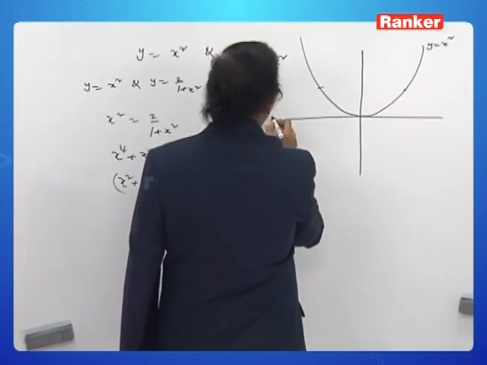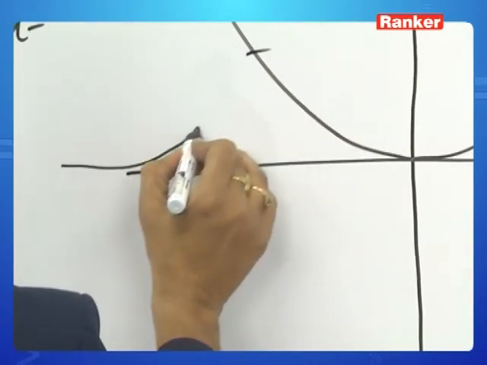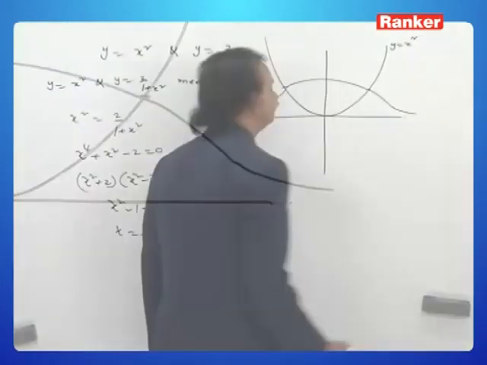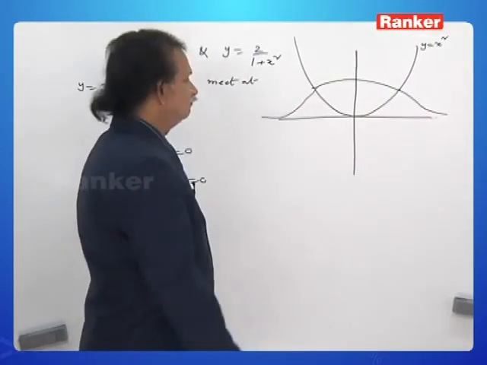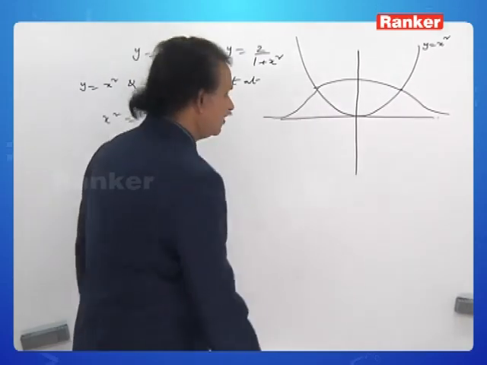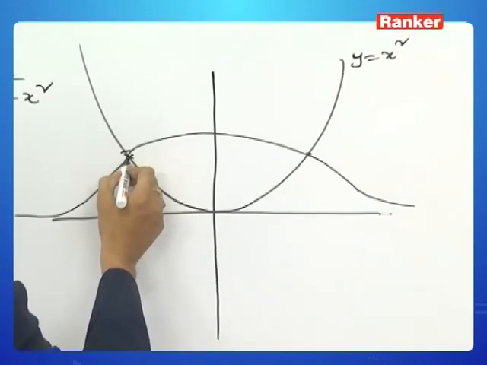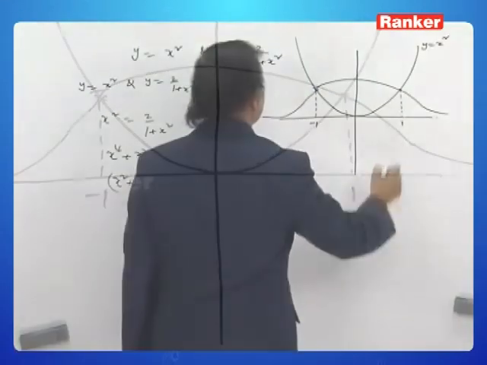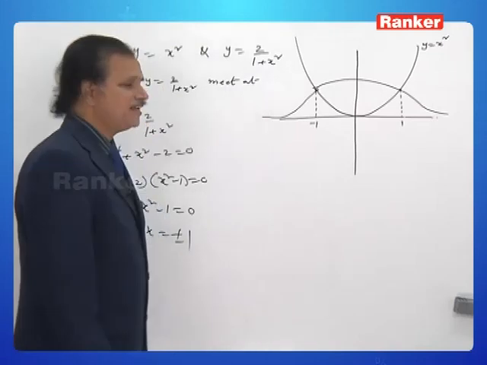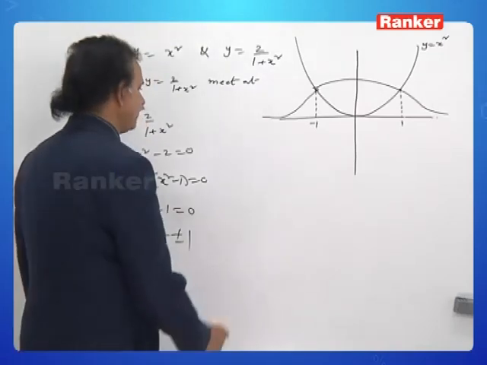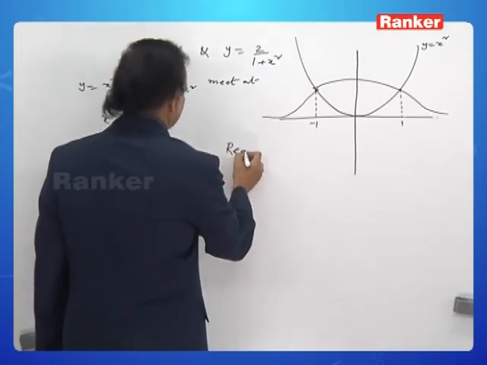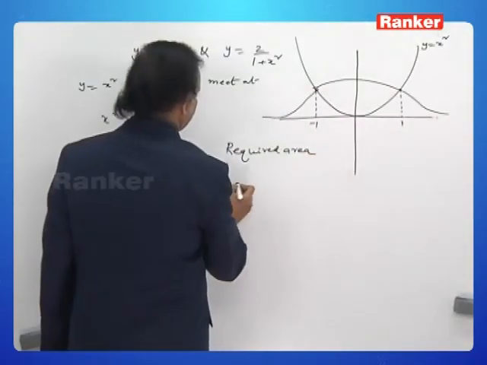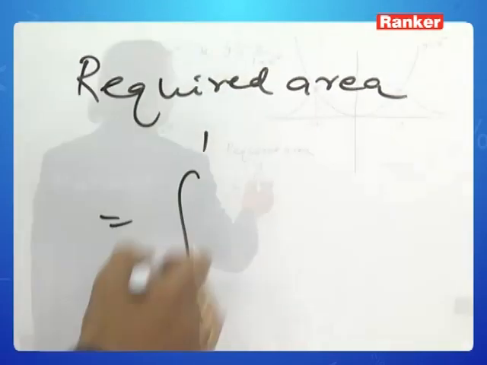The curve will be, no, it does not meet x-axis. Just like a dish. Okay, this is minus 1, this is 1. And you can easily imagine the required area. Therefore, required area is integral minus 1 to 1.